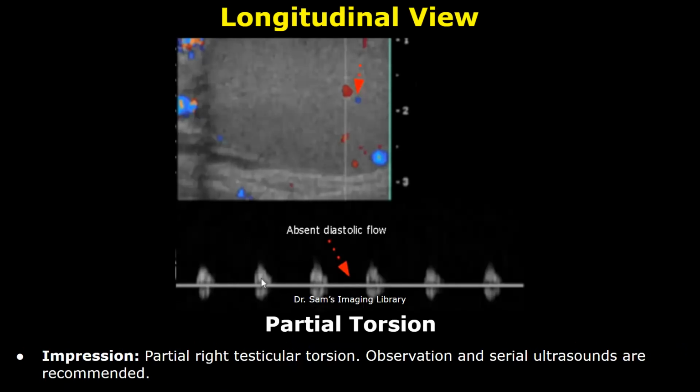In the impression, the partial right testicular torsion is mentioned. Observation and serial ultrasounds are recommended.